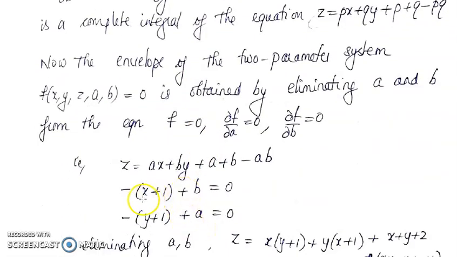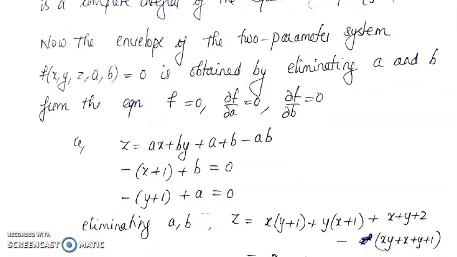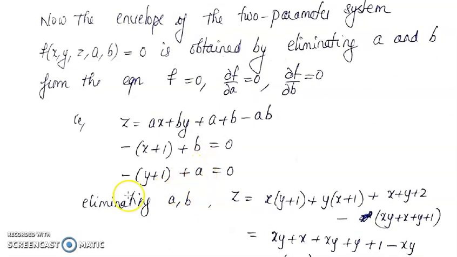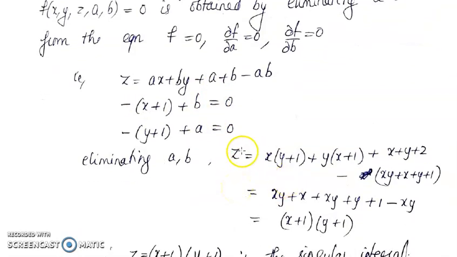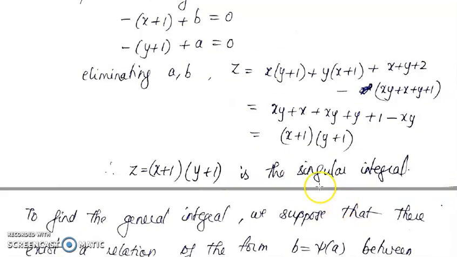Taking ∂f/∂a equal to 0, you will get -(x + 1) + b = 0. Taking ∂f/∂b equal to 0, you get -(y + 1) + a = 0. So on eliminating a and b, a will be y + 1 and b is x + 1. Now substitute in the original equation, so substitute for a and b. On simplifying, you are going to get z = (x + 1)(y + 1). So therefore, this is the envelope of the two parameter system of planes. So this forms the singular integral.